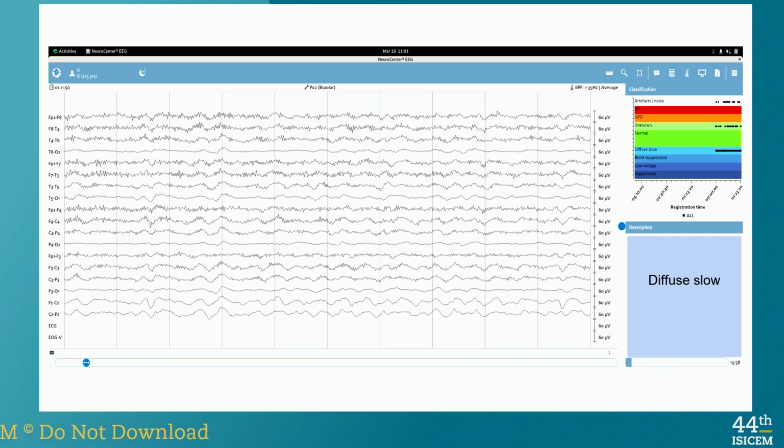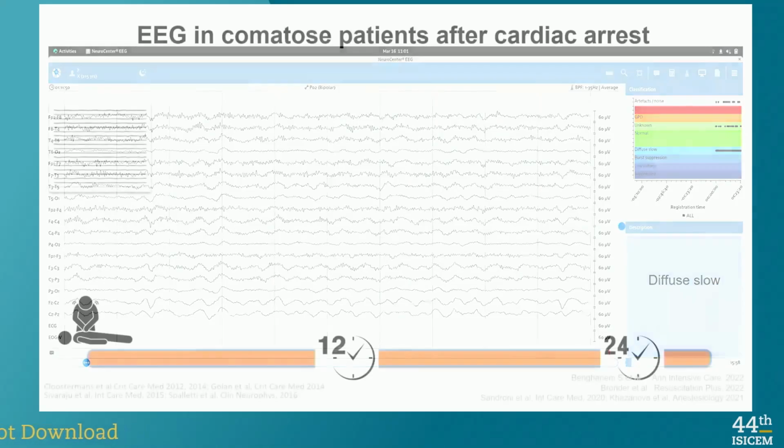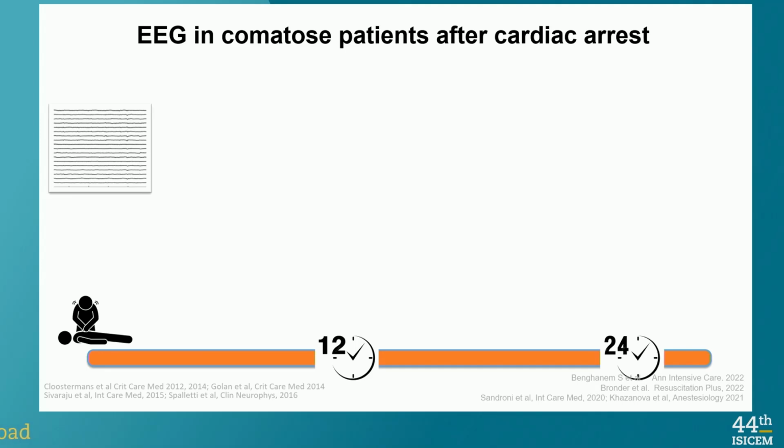Another example where AI comes in is the EEG interpretation of patients after cardiac arrest. And as most of you know, the EEG has proven to be extremely useful, in particular in the first 24 to 36 hours, to assist in the prognostication. And we've learned several patterns that can assist you in that.